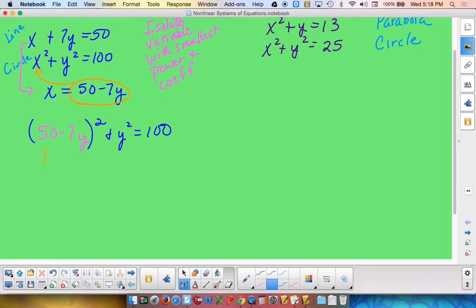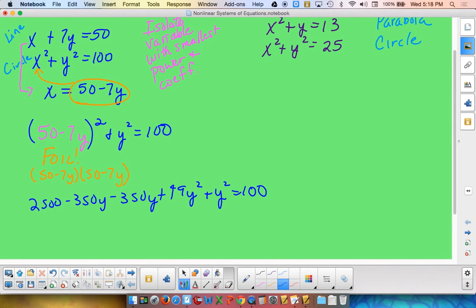And of course the answer is FOIL it. We should know that one by now. So you're taking 50 minus 7y times 50 minus 7y. And yeah, these are kind of big numbers. Have to live with it. So if I FOIL that, that's going to be 2,500 minus 350y minus another 350y plus 49y squared. Then don't forget the plus the single y squared equals 100. We have to get all the parts. Okay, I'm going to combine like terms, and I'm going to get highest power up front here. So I'm now going to have 50y squared minus 700y.